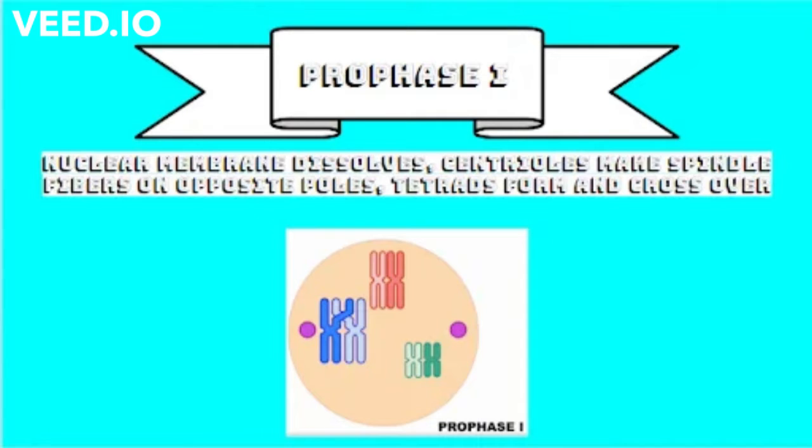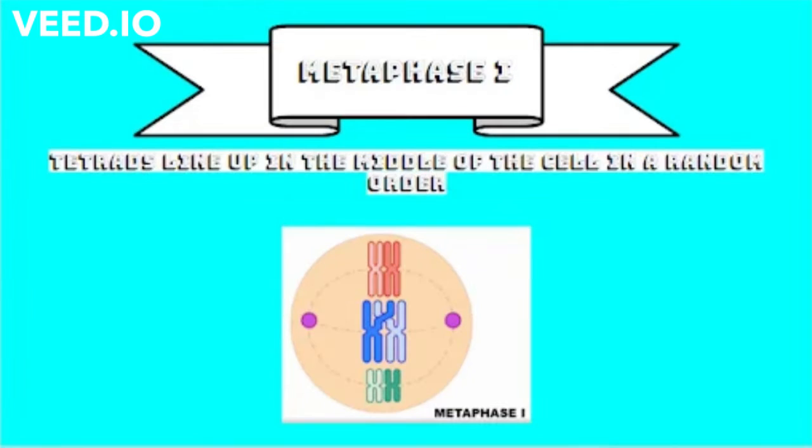Next is prophase 1, in which the nuclear membrane dissolves, spindle fibers form, and chromosomes condense to form tetrads, which are structures of aligned homologous chromosomes. Also in prophase 1, the tetrads will cross over, but I'll talk about that later.